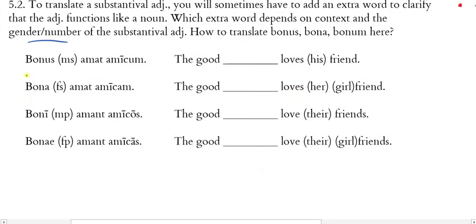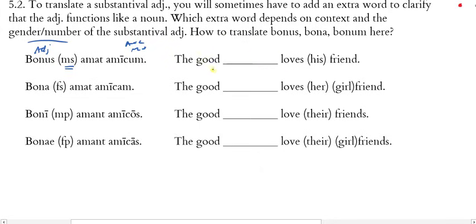Here I have bonus amat amicum. Somebody loves the friend or his friend. That's a masculine, singular, accusative noun. All right, this is a direct object. Now here I have my adjective, and this adjective is masculine singular. It is a substantival adjective. I could say the good loves his friend, okay?